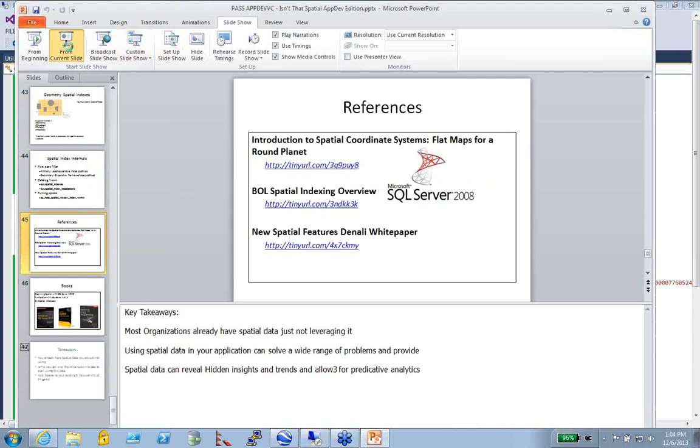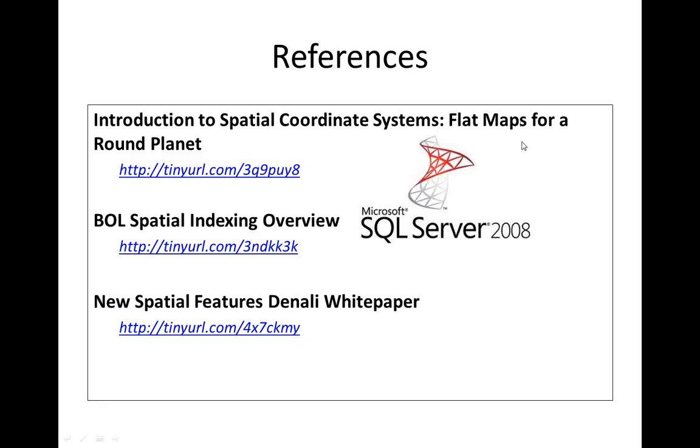So just some references. The white paper that talked more about the spatial coordinate systems is pretty good. The Books Online Spatial Indexing Overview is another good one. And then for the new features, which we didn't talk about a whole lot, in Denali or SQL Server 2012, there's a pretty good white paper that covers all of them. So basically everything I showed you guys today, for the most part, can be done in 2008 or 2012.